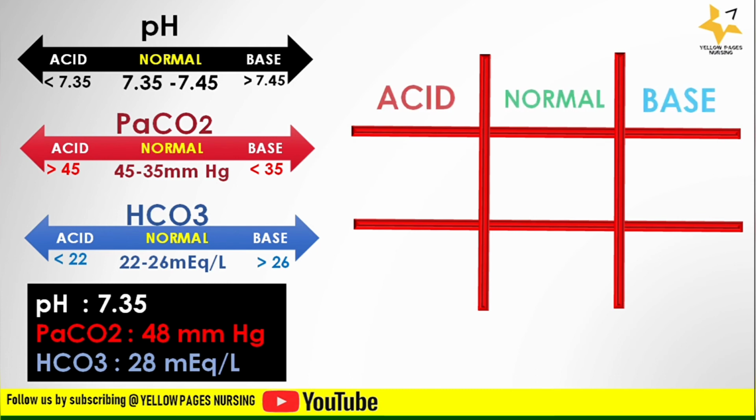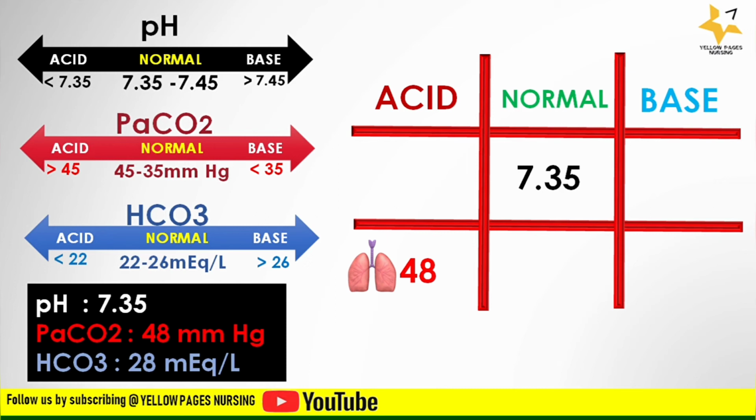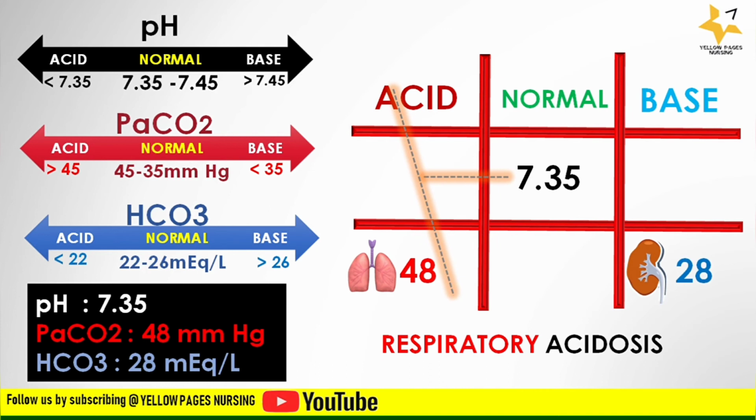Using tic-tac-toe method, pH is 7.35, which is in the normal range, but still it is in the acidic state. PaCO2 is 48 mmHg, which falls in the acidic state. Bicarbonate is 28 milliequivalent per liter, which falls in the alkalotic state. Here, pH is still in the acidic state and PaCO2 is also in the acidic state, and hence we say it is a respiratory acidosis. To identify the degree of compensation, when we look into the value of bicarbonate, it has increased and corrected the value of pH to normal range, and hence we say it is a fully compensated respiratory acidosis.